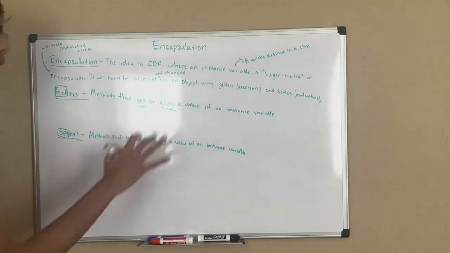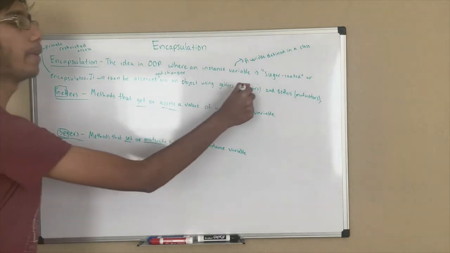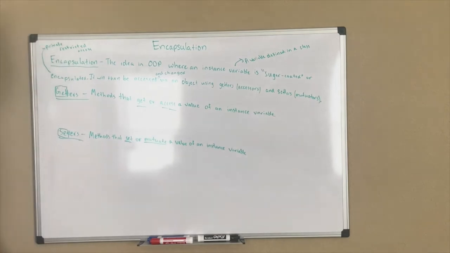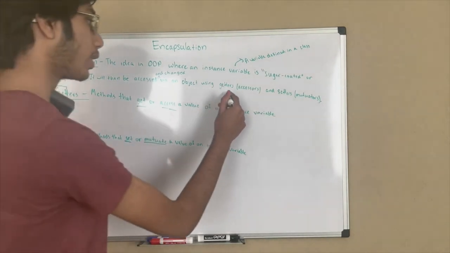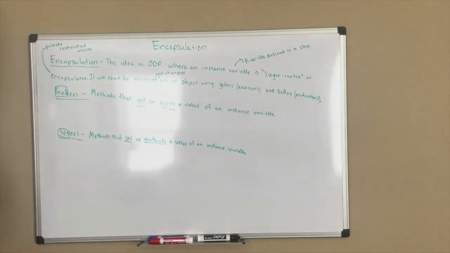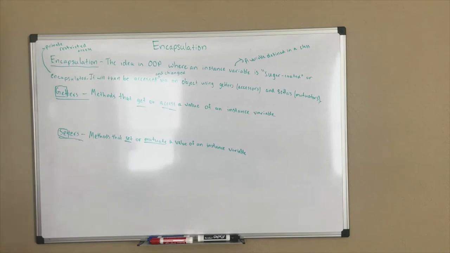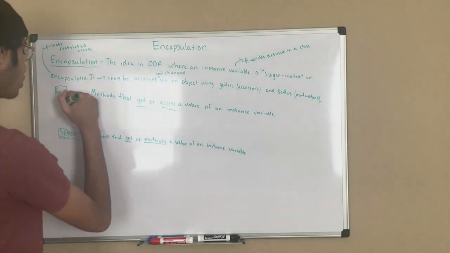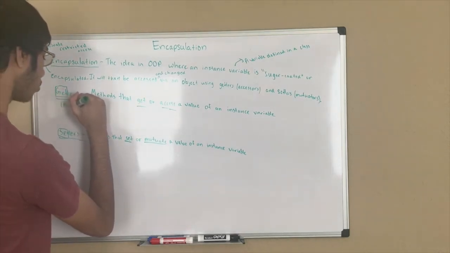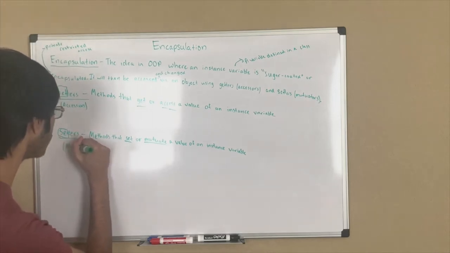I just said get and access because those are the root words of their main method and what they do. If you know that getters get a value of an instance variable, it's easy to keep that in your head, because getters means to get a value and setters mean to set a value. And I'm gonna put their synonyms in parentheses. This is just another word for accessors, and this is just another word for mutators.